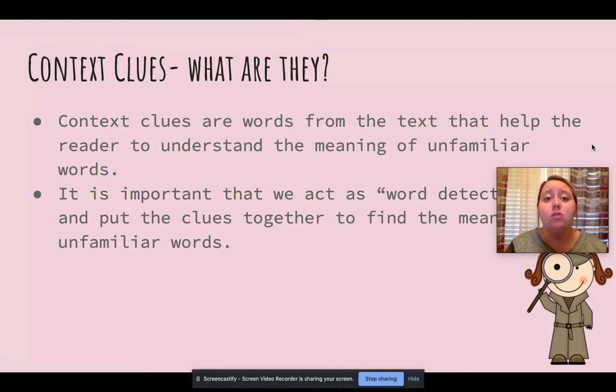So, context clues, what are they? This may be a new word to some of us, and we are trying to figure out what in the world context clues are. They are words from the text that help the reader to understand the meaning of unfamiliar words. So, when we see a word in a text that we do not know, we can use our context clues to figure out the meaning of that word. It is important that when we're learning context clues, we act as word detectives. So, we need to look at all the clues we're given to then solve the mystery word.